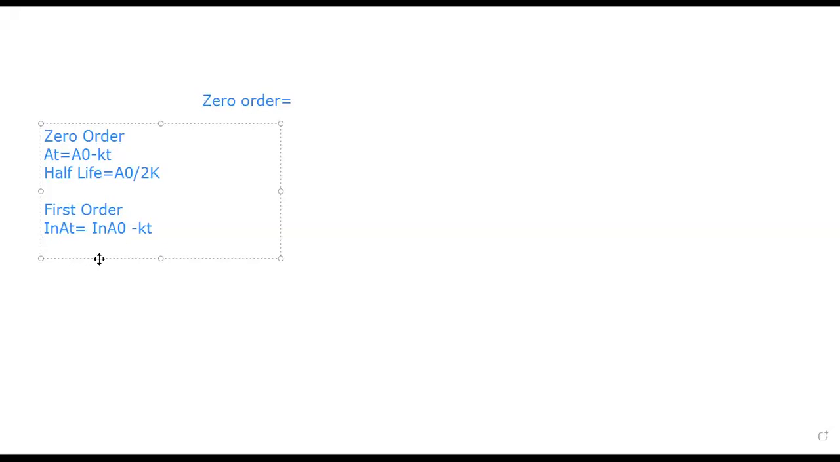Oh, half-life equation. Yeah, ln 2 over k. ln 2 is 0.693, over k. Okay, yeah.